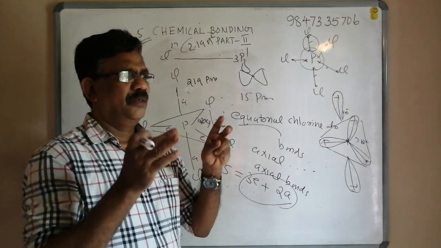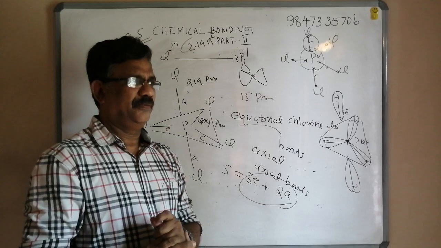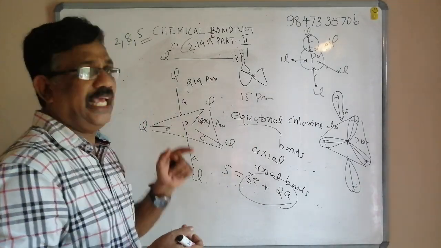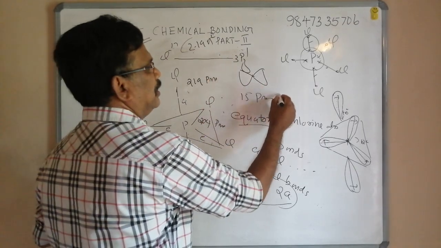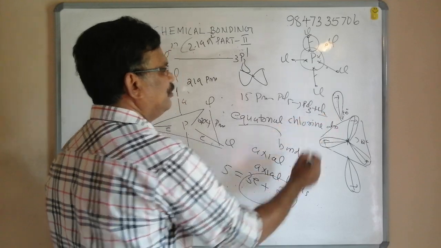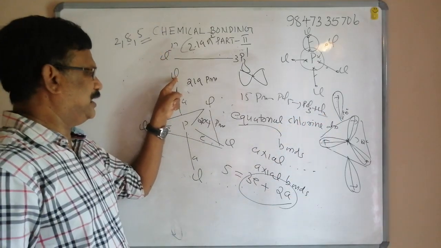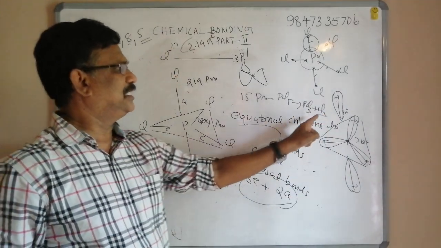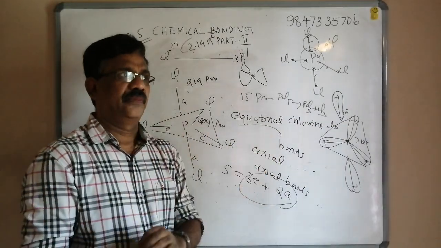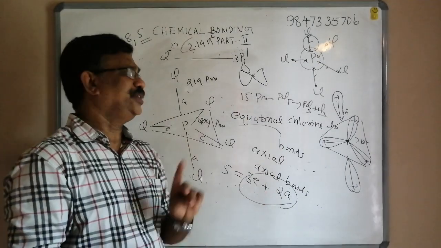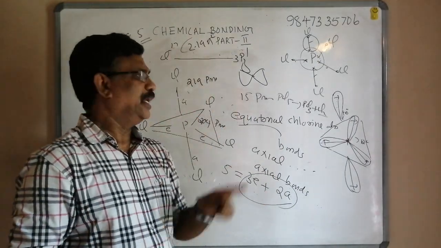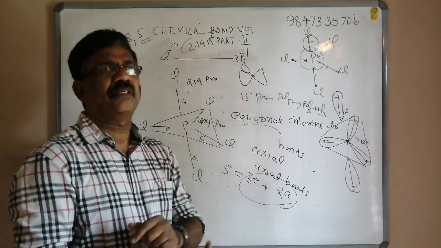So PCl5 is an unstable molecule. On simple heating, it dissociates into PCl3 and chlorine, Cl2. Which is the Cl2? The chlorine atoms in the axial positions form the Cl2 molecule. This bond is longer; experimentally it is proved. Electron diffraction studies show this bond is longer than this bond by 15 picometer.